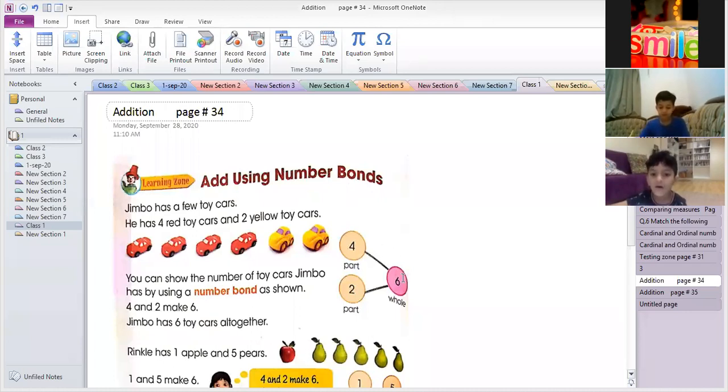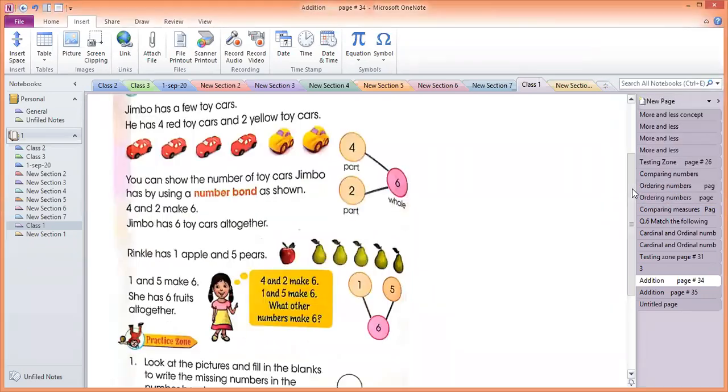And how many total are there? What is the whole? So I'll check 1, 2, 3, 4, 5, and 6. So there are total 6 cars. Same if, let's suppose in another example, you have one apple and 1, 2, 3, 4, 5 pears. If you have one apple and 5 pears, and I ask you how many total fruits there are, you will say, sir, 1, 2, 3, 4, 5, 6. There are total 6 fruits. Okay, 5 and 1 make 6.